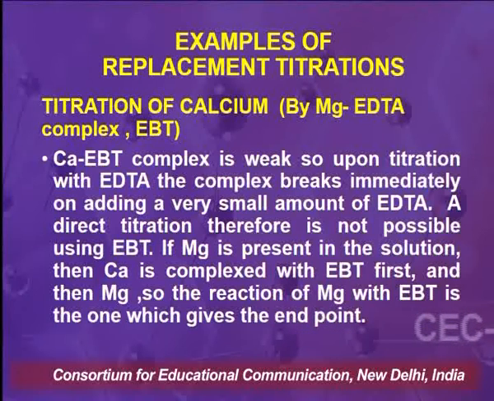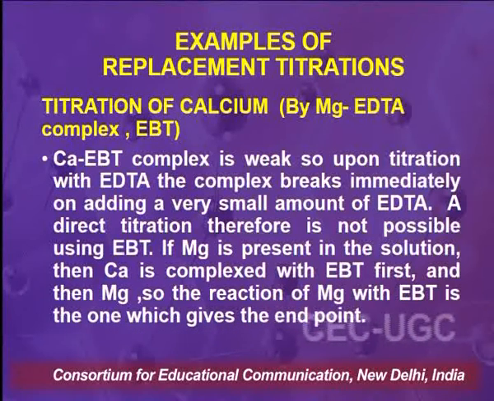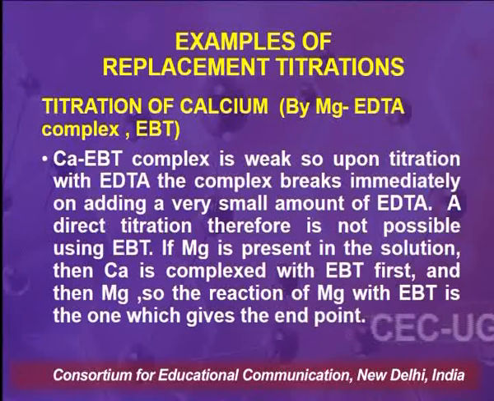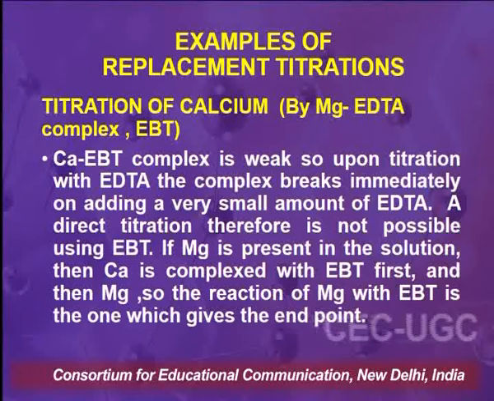If in case of eriochrome black T, some other indicator specific for calcium, for example calcon, is used, then replacement titrations need not be carried out. Calcium can be directly titrated with EDTA using calcon as the indicator. So, coming back to replacement titrations, calcium EBT complex is weak. So, upon titration with EDTA, the complex breaks immediately on adding a very small amount of EDTA. A direct titration therefore is not possible using EBT.